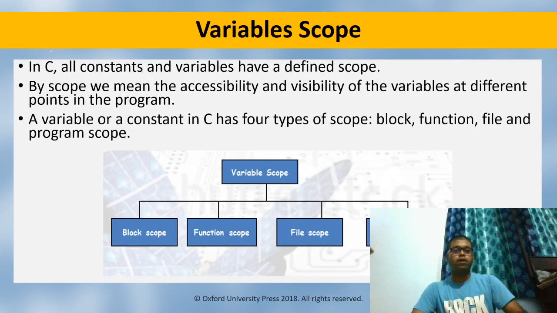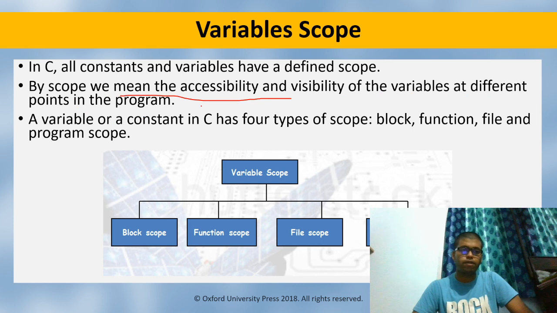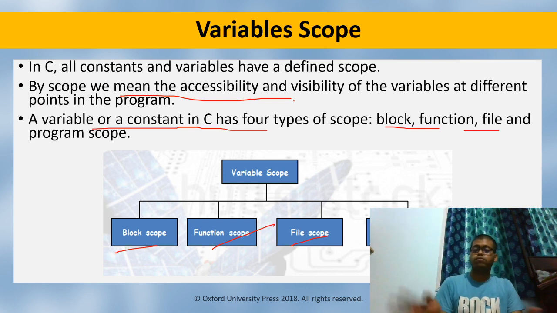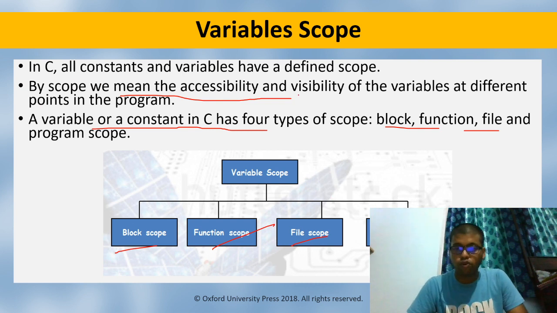Variable scope in C: all constants and variables have a defined scope. By scope, we mean the accessibility and visibility of the variables at different points of the program. A variable or constant in C has four types of scope: block, function, file, and program scope. So those are known as the scope.